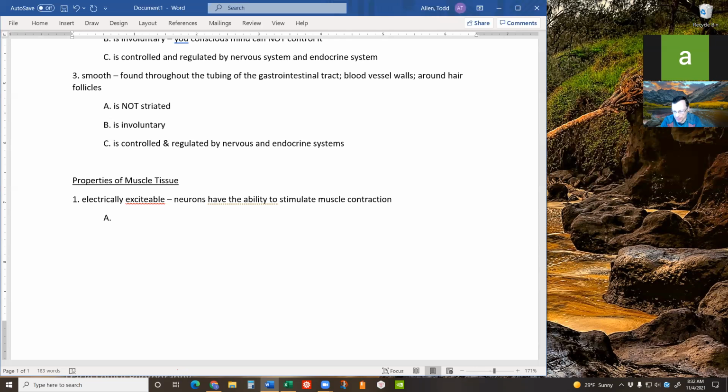Neurons have the ability to stimulate muscle contraction, and both neurons of the nervous system and muscle cells, muscle fibers, myocytes, have the ability to not only receive electrical stimulation, but subsequently propagate electrical signals by generating their own electrical signals. These electrical signals are called action potentials.